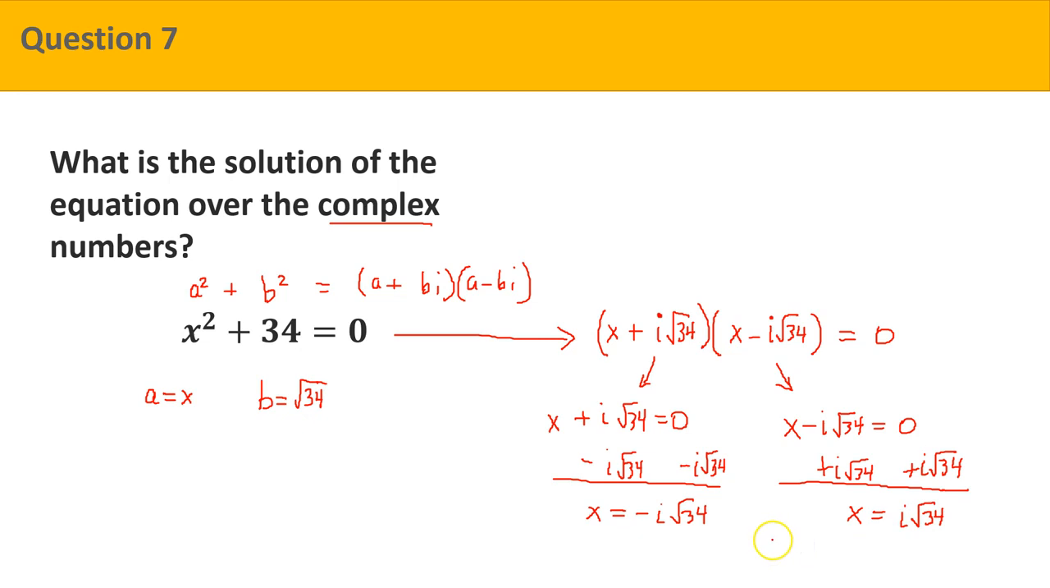Okay, so what are our roots? What are the solutions? The solutions are x equals negative i square root of 34 and x equals i square root of 34. So these are the two solutions.